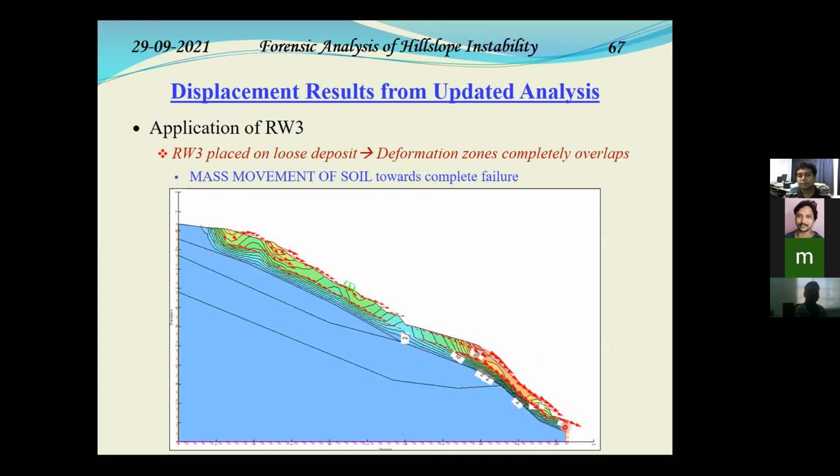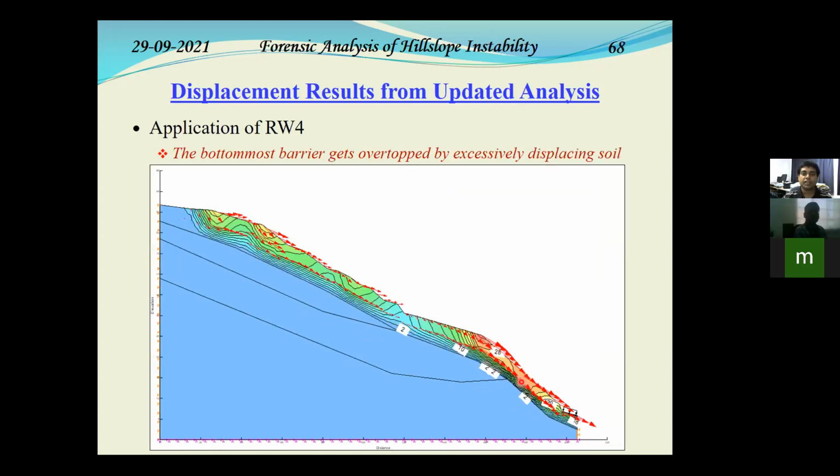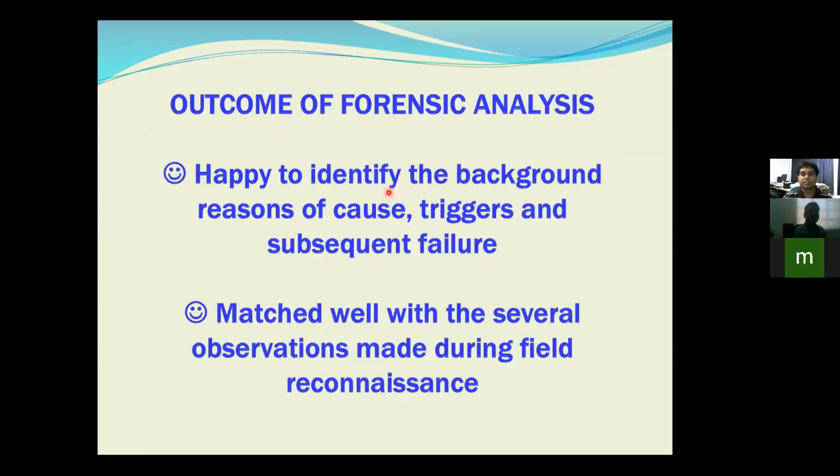Another interesting thing which came into the picture was the retaining wall R4, which was at the very bottom. Now you can see all these arrows are overtopping R4, which we noticed in the field as well, that R4 really did not help, which was apparently helping in our previous model. In this model, which is more realistic to the field scenario, it is not really helping. The soil mass is moving over R4 and it is not really supporting any prevention. So over this R4, you can see a lot of movement is there. R4, that is the bottommost barrier, got overtopped by the excessively displacing soil.